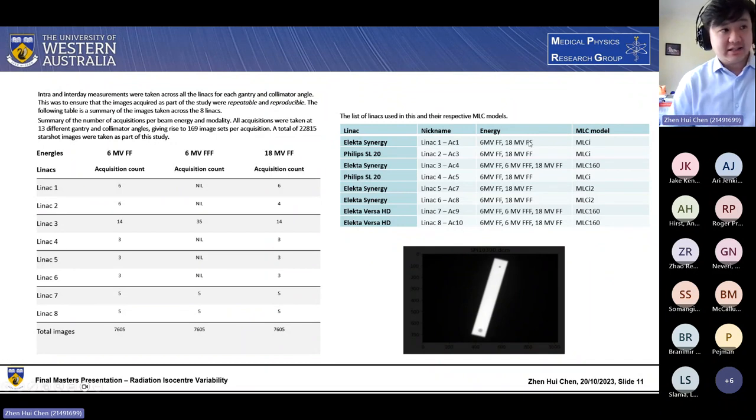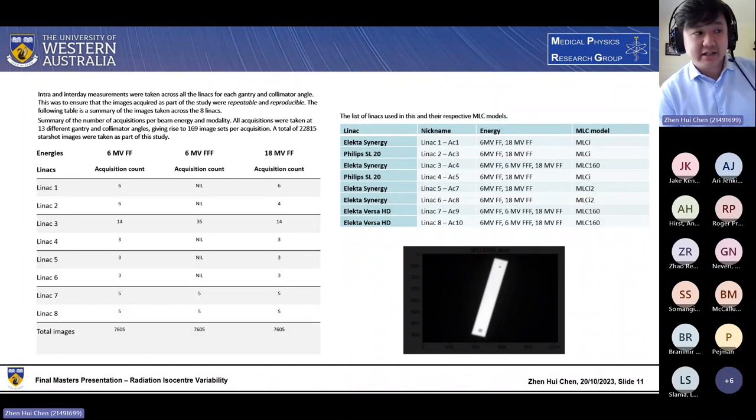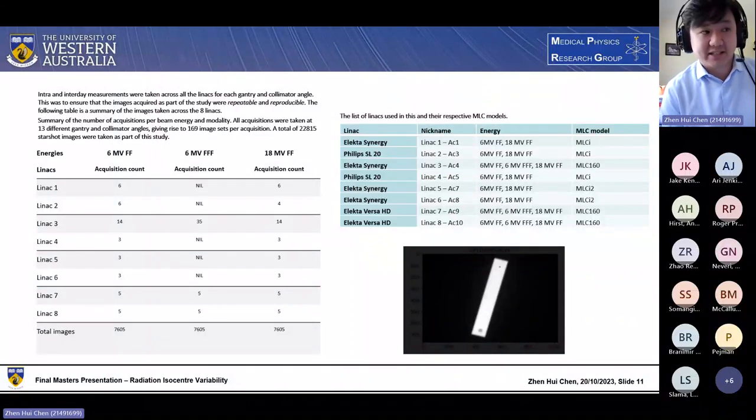And this is just a list of the Linacs that we used. Note that only Linacs 3, 7, and 8 have 6 MV FFF beams being sampled. The rest of them just have 6 MV and 18 MV flattening filter beams.